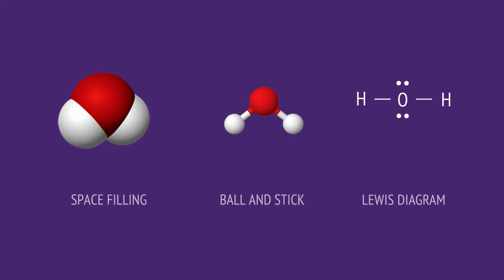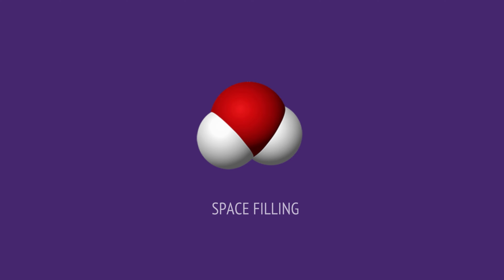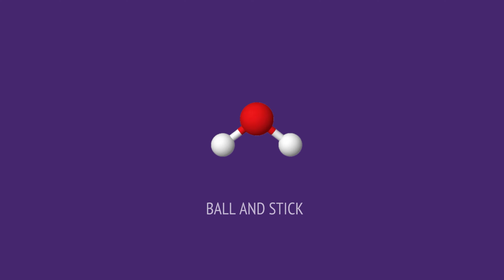When we show a diagram of a molecule, we can use different models depending on what we want to show. A space-filling model shows the relative size of the atom's electron clouds. A ball and stick model shows the covalent bond as a stick between the atoms and is useful for showing the shape of the molecule.